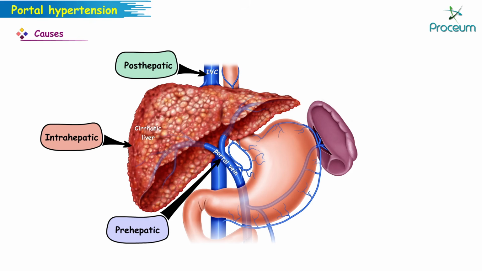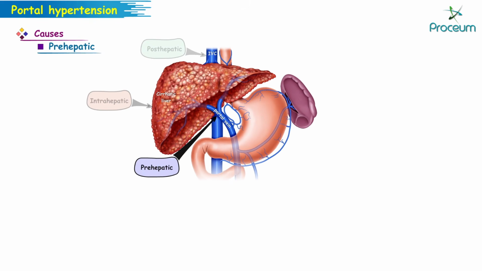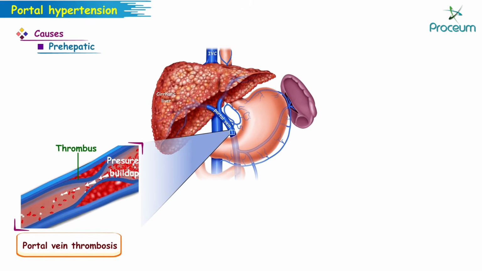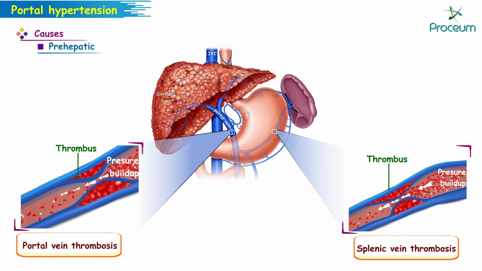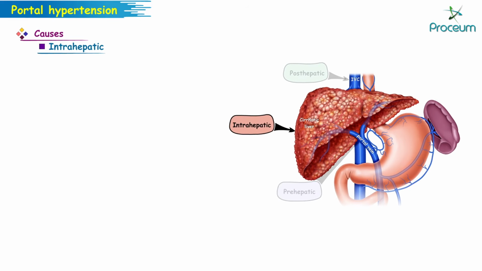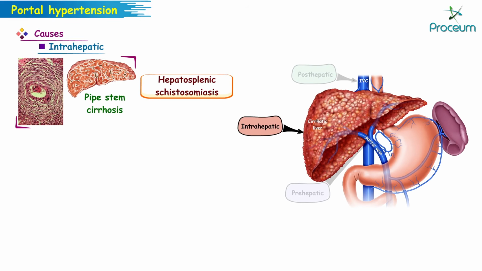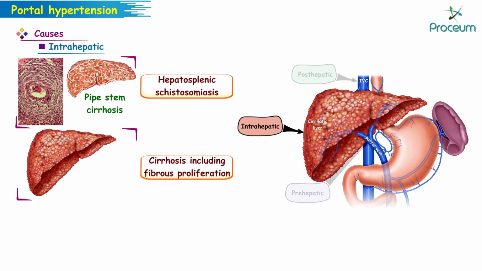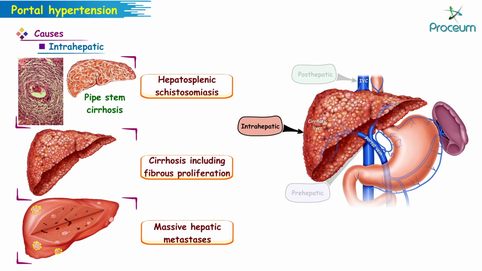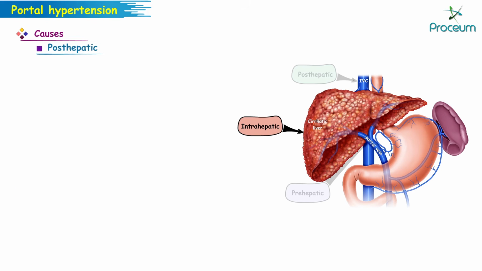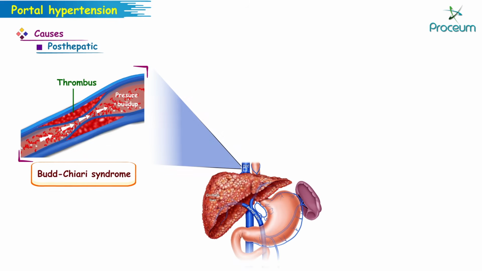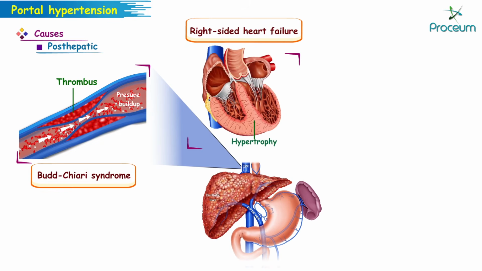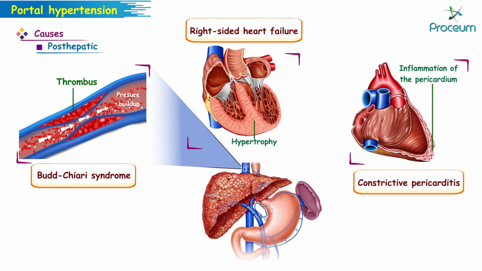Some of the important etiologies for prehepatic causes include portal venous thrombosis and splenic vein thrombosis. Intrahepatic causes include hepatosplenic schistosomiasis, cirrhosis including fibrous proliferation, and massive hepatic metastasis. The intrahepatic causes are the most common causes of portal hypertension. Posthepatic causes include Budd-Chiari syndrome, right-sided heart failure, and constrictive pericarditis.